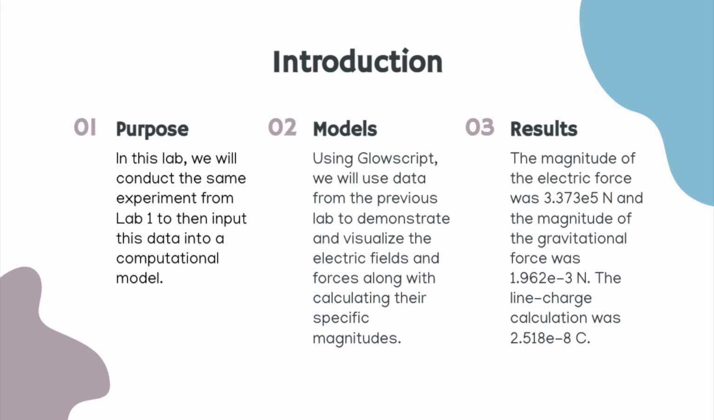Using the GlowScript model, we found that the magnitude of the electric force was 3.373 times 10 to the 5th newtons. The magnitude of the gravitational force was 1.962 times 10 to the negative 3 newtons, and the line charge calculation was 2.518 times 10 to the negative 8 coulombs.